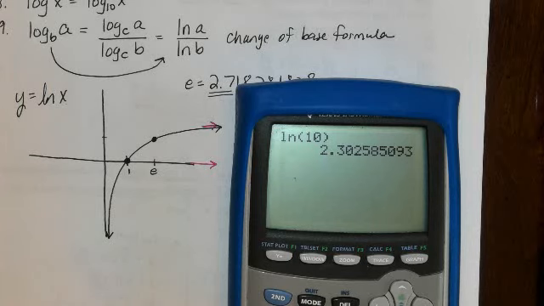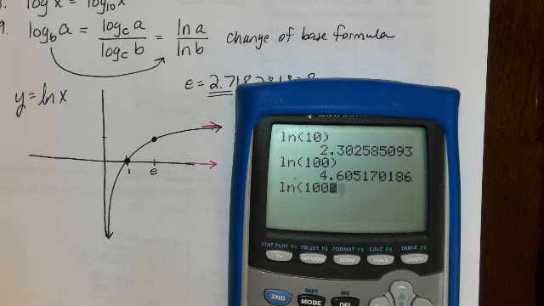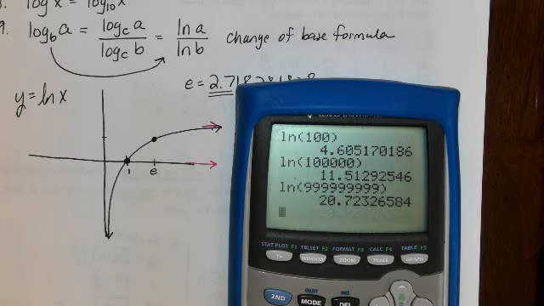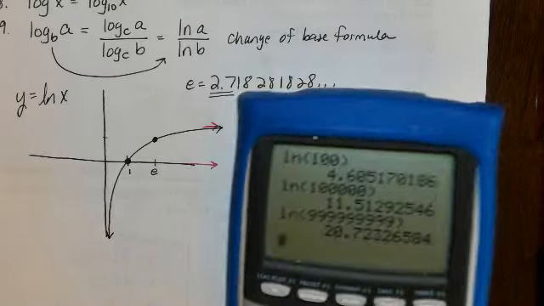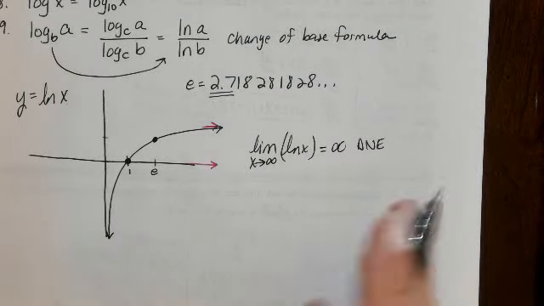2.3. What about when x is 100? Well, we're all the way up to 4.5. What about ln of 100,000? ln of x is way out at 100,000. How far up are we? Well, we got up to 11.5. Okay, so yes, it's going to infinity. It's just going there really, really slowly. Okay, so keep that in mind. All right, we'll do more with that later.